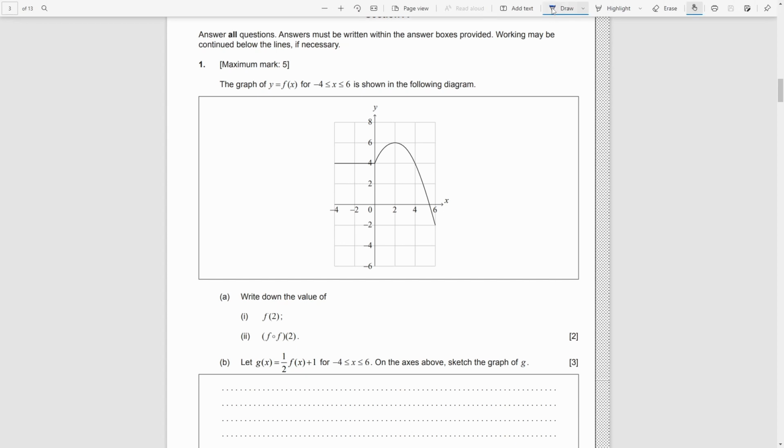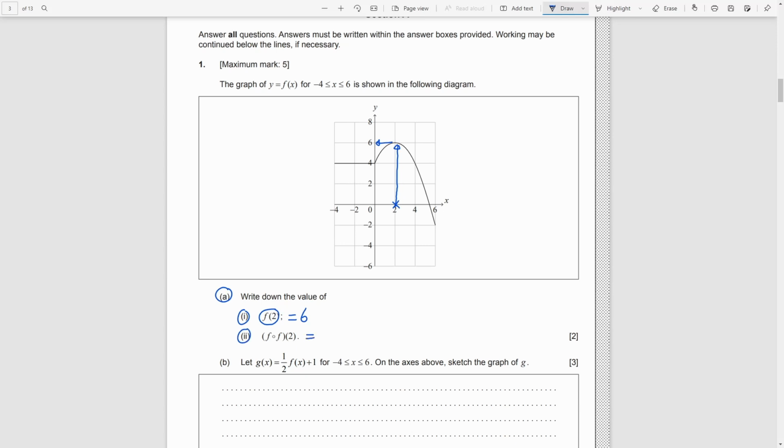A graph of f(x) is shown in the diagram. In Part A, we need to find f(2). That means we need to find the y-coordinate of the graph when x is 2. So, for x is 2, the point of the graph lies here and the y-coordinate is 6.